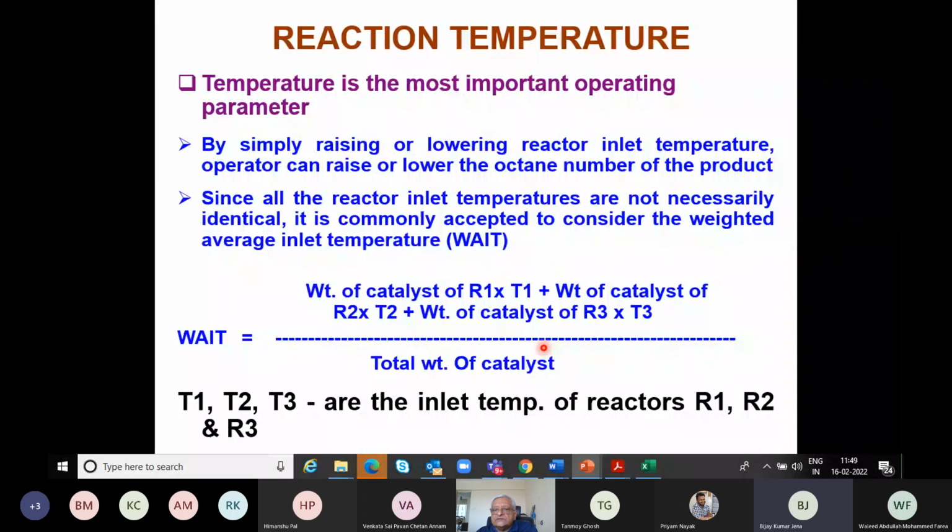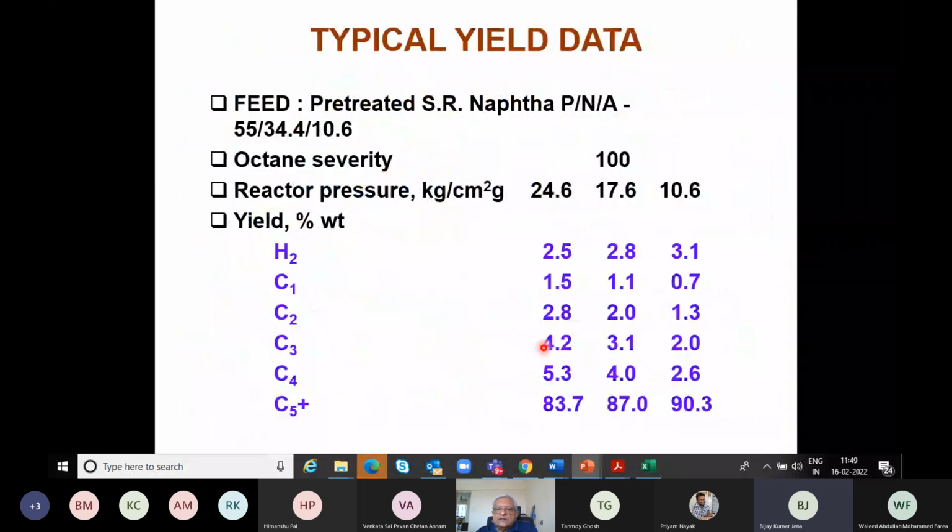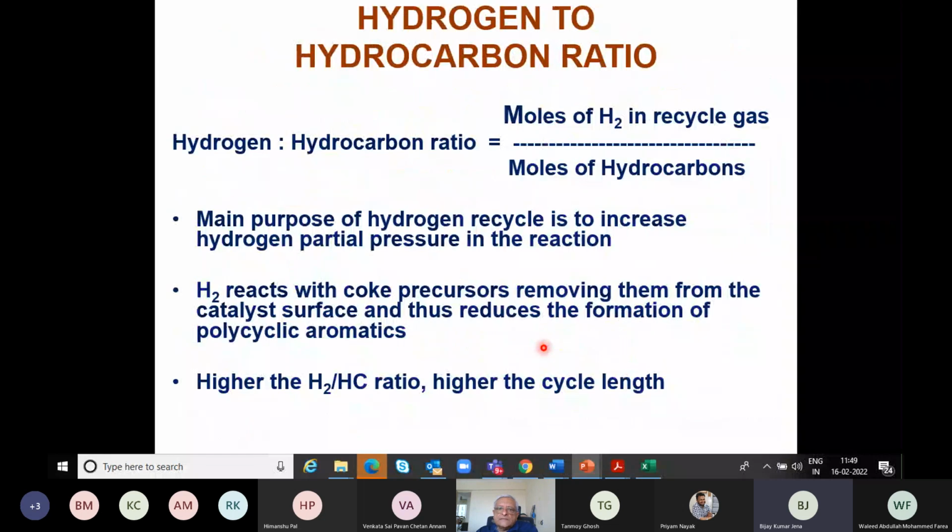This ratio is maintained at a certain number in order to suppress coking. Hydrogen to hydrocarbon ratio is the moles of hydrogen in the recycled gas upon moles of the hydrocarbon feed. The main purpose, as I told you earlier, is to increase the hydrogen partial pressure in the reaction, and that is to suppress the coke formation, because the hydrogen reacts with the coke precursors, removing them from the catalyst surface. Thus, we make sure that the catalyst sites are active.